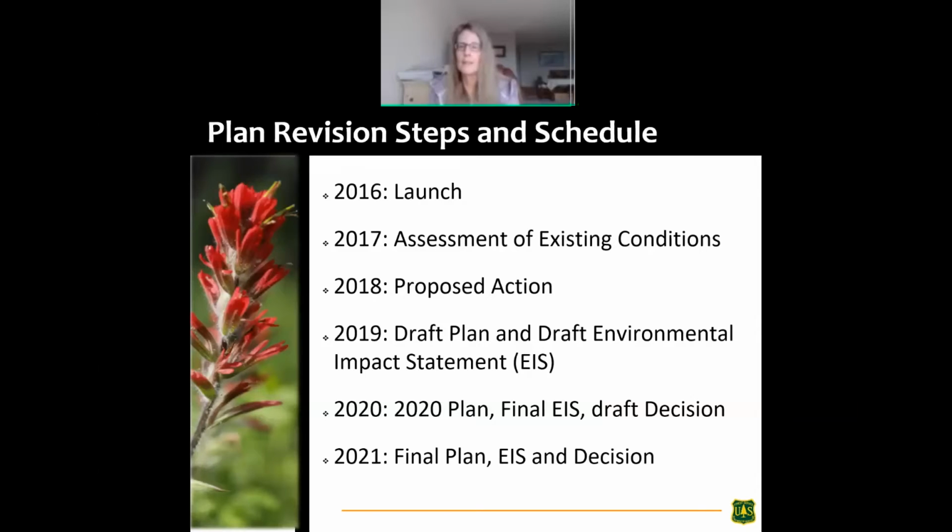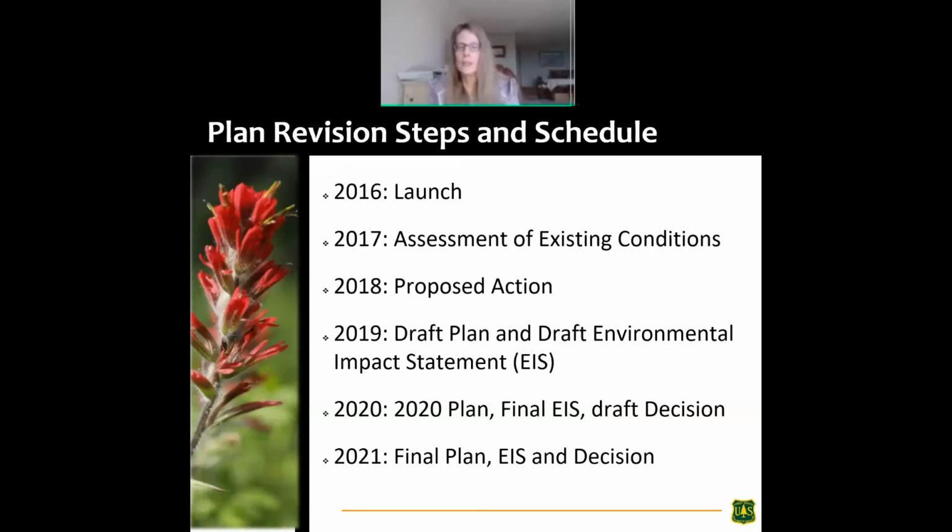So it's a 5-year process so far. We launched in 2016, and any planning process will start with an inventory. Basically, what have you got out there? And we wrote an assessment of existing conditions. So it's a report and maps. And then we had a proposal. We came out with a proposal and asked for public comment.